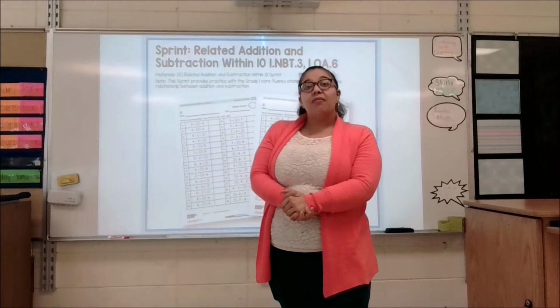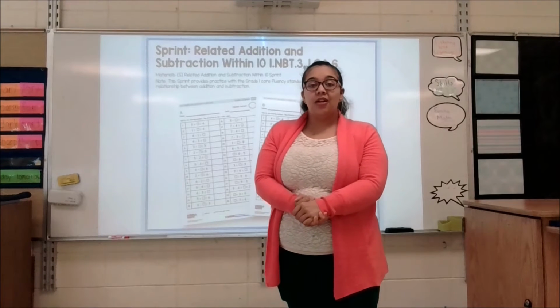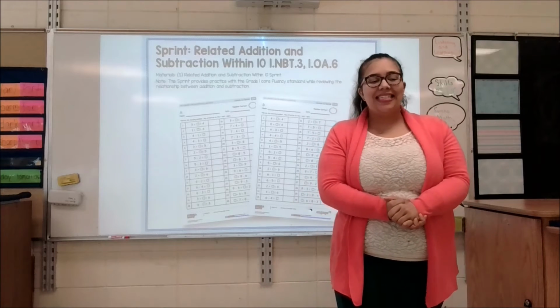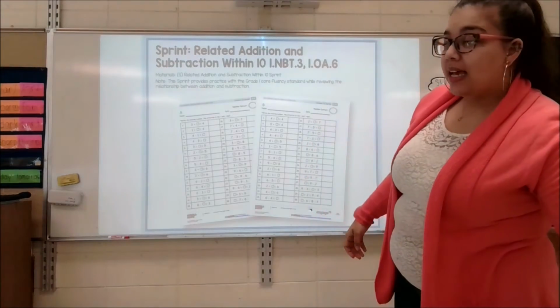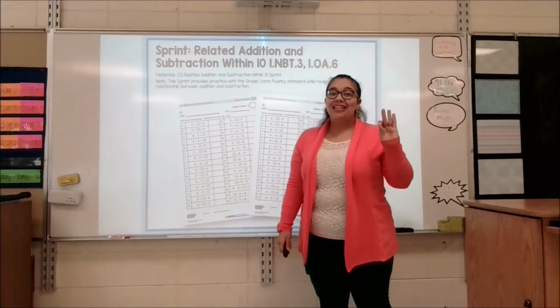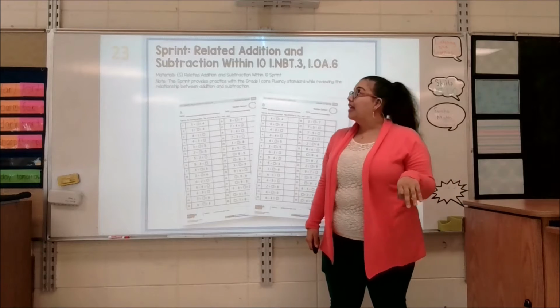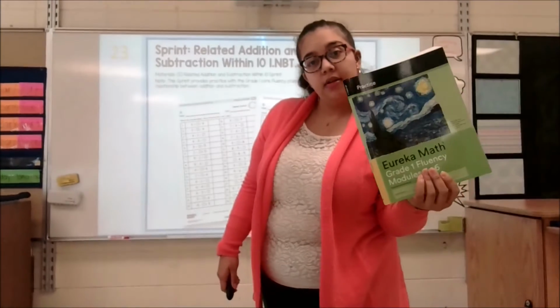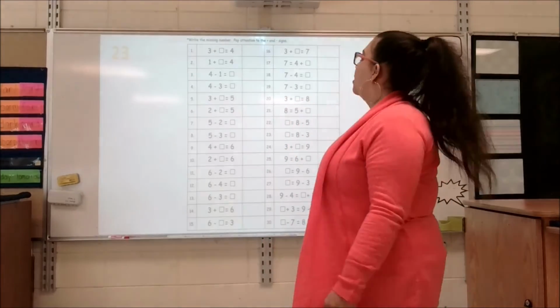Alright guys, let's get ready for math today. We are going to begin with a fluency. Well, it's always a fluency, but today's fluency is a sprint, and it says related addition and subtraction within 10. That is the title. It can be found on page 23 of your fluency, the Starry Night book. And it looks just like this.